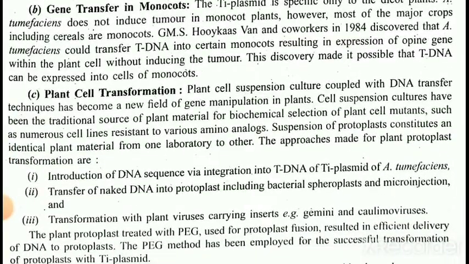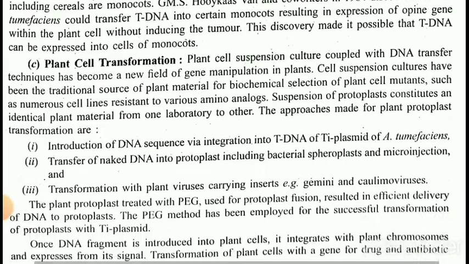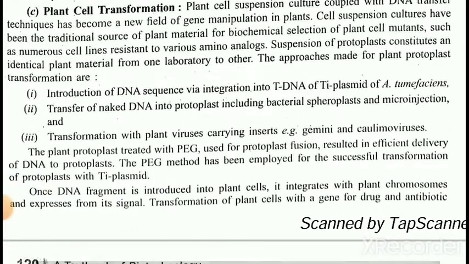C. Plant cell transformation. Plant cell suspension culture coupled with DNA transfer techniques has become a new field of gene manipulation in plants. Cell suspension cultures have been the traditional source of plant material for biochemical selection of plant cell mutants, such as numerous cell lines resistant to various amino acid analogues. Suspension of protoplasts constitutes an identical plant material from one laboratory to another.